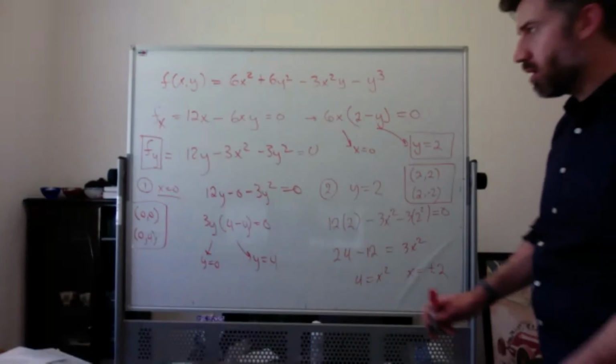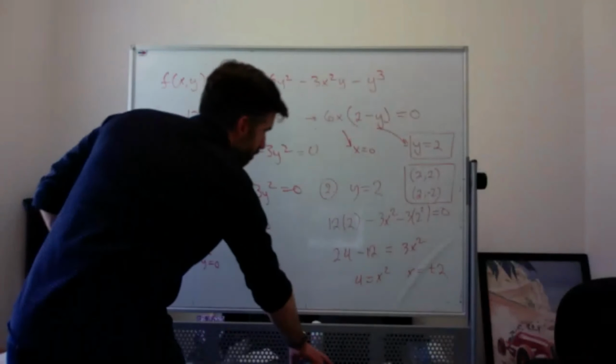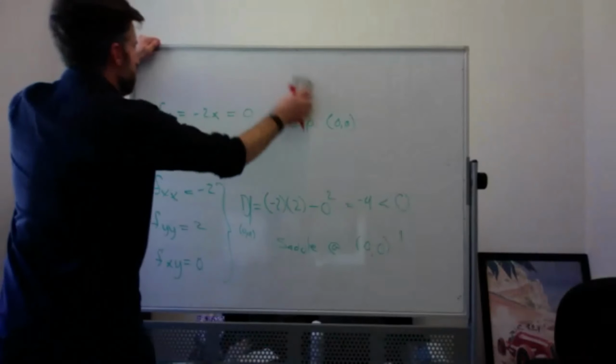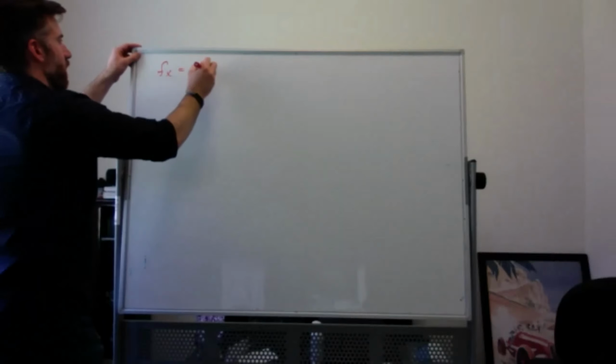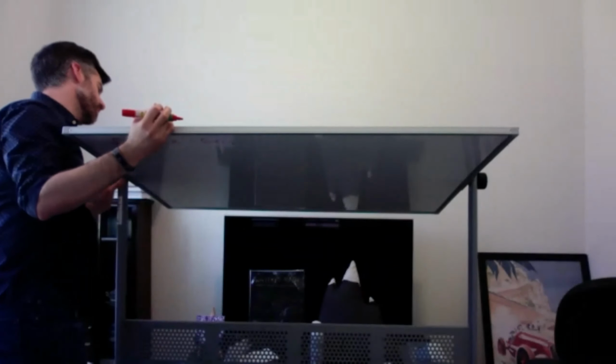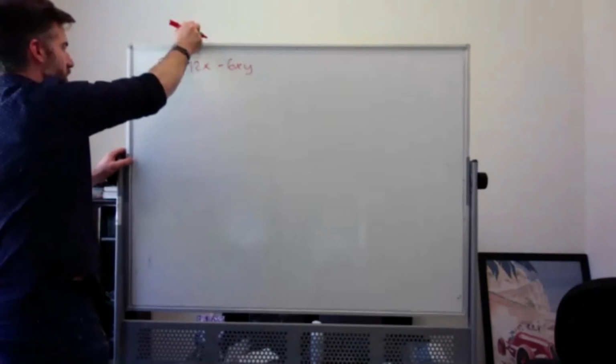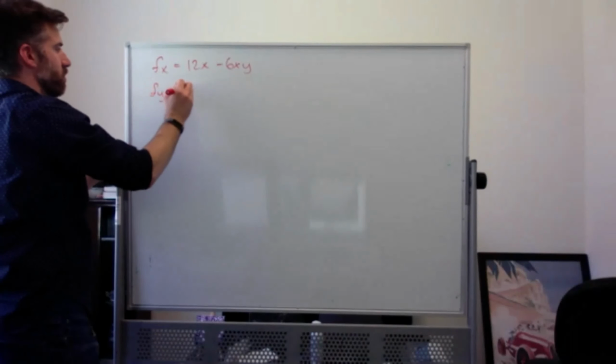Okay. So we're going to go to the board. So we'll find the determinant of the Hessian and then we'll write down critical points. So just as a reminder, fx is 12x minus 6xy, and fy was 12y minus 3x squared minus 3y squared.